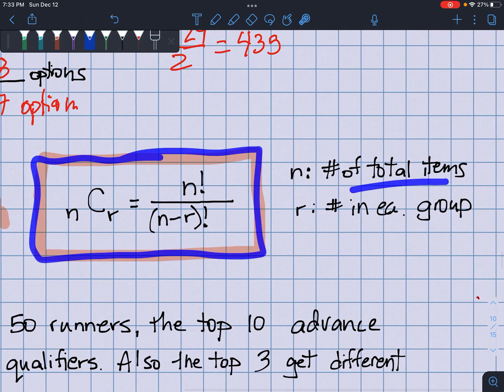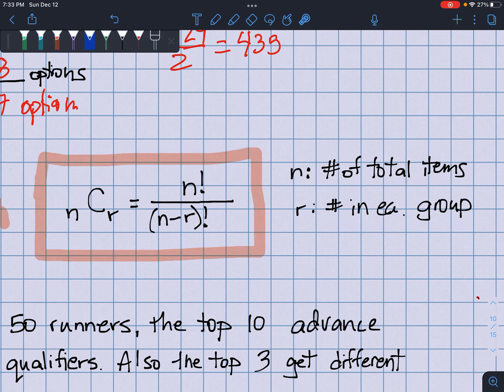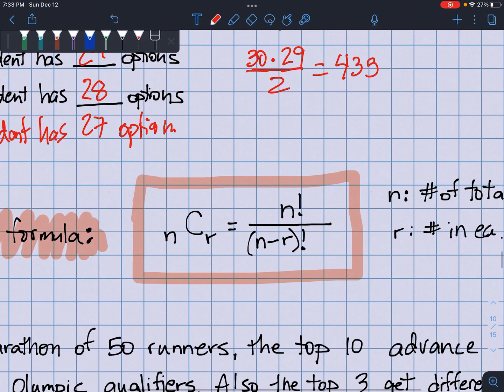N is the number of total items, and R is the number of items in each group. So in the last problem, we had 30 kids, and I was choosing groups of 2. So the formula says take 30 factorial divided by, notice it still says n minus r, so 30 minus 2, I get 28 factorial.